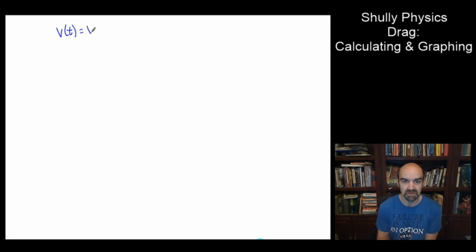v of t equals vt. I'm going to spread this out again because when we take the derivative, it's a little easier to look at it in this form. e to the negative k over m times time.